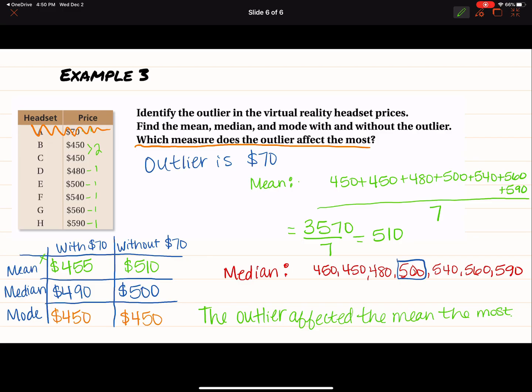Alright, so hopefully this wasn't too bad for you. Like I said, you've done mean, median, and mode before. You've just never looked and seen how an outlier affected those things. So that is the new part that you're learning in 8th grade.